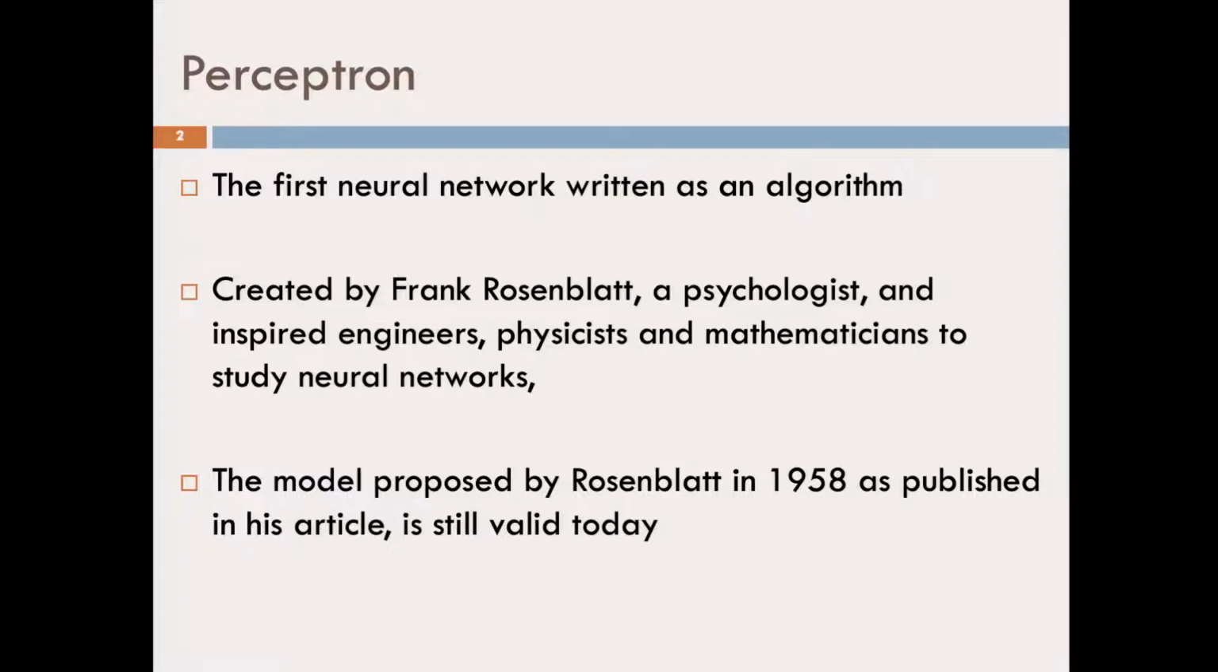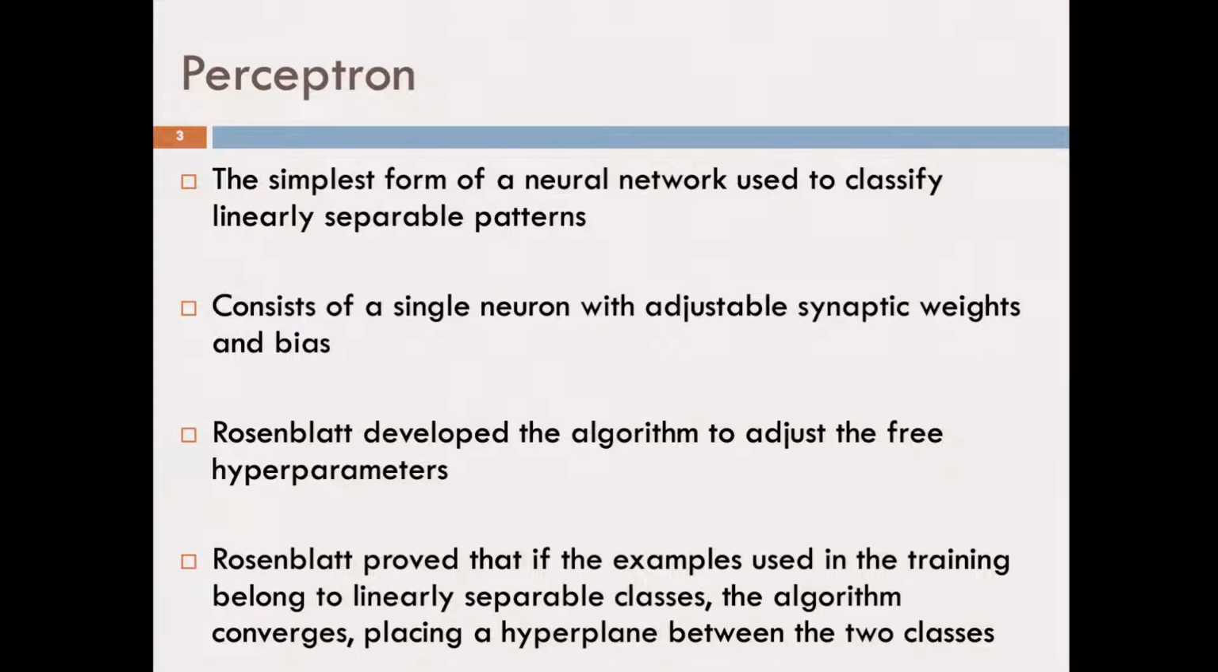So the perceptron was the first neural network written as an algorithm. We have an algorithm to train the parameters of the artificial neuron, which we call the weights of the neuron. It was created by Frank Rosenblatt, and look, the guy was from the psychology field. Up till now, engineers, physicists, mathematicians started to study neural networks. And this model proposed in 1958 is still valid, and it's the basis for modern neural networks.